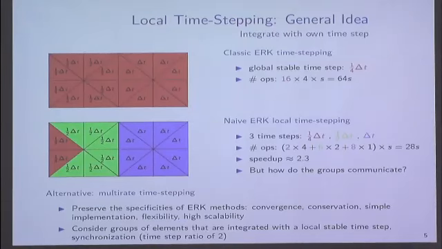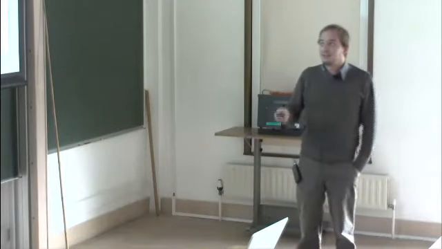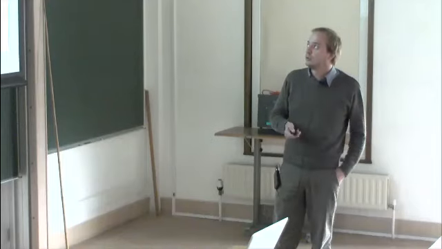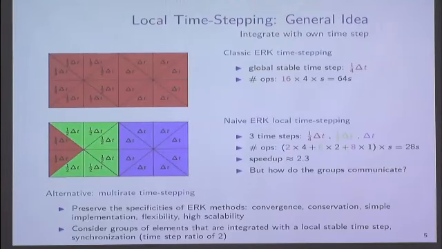The general idea, with a very simple example: consider a mesh where you have 3 different time steps, 1/4 delta t, 1/2 delta t, and delta t. A classical explicit Runge-Kutta time stepping will use the global time step 1/4 delta t, and the number of operations will be 16 elements times 4, the number of time steps to reach delta t, times the number of stages that you have in your explicit Runge-Kutta method. So we estimate that as 64s.